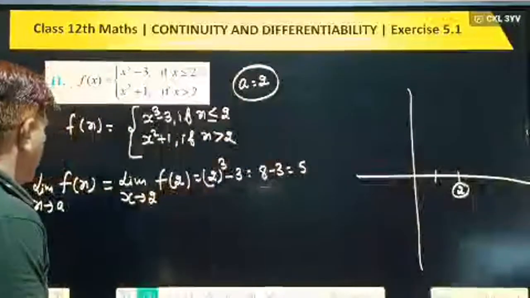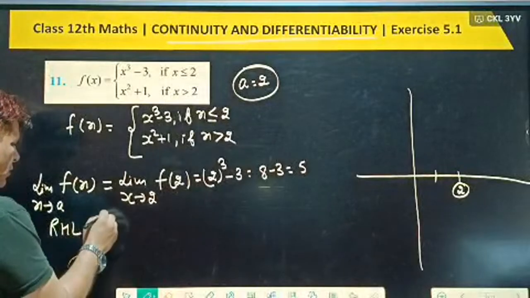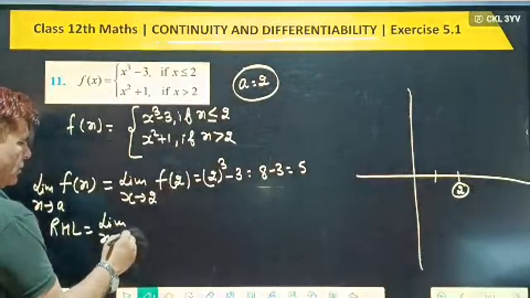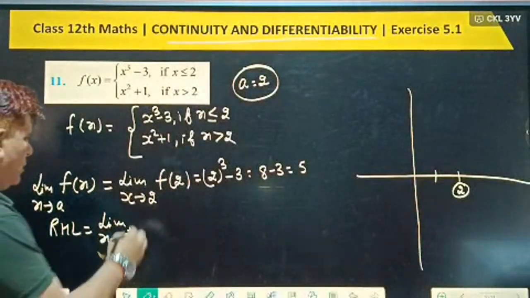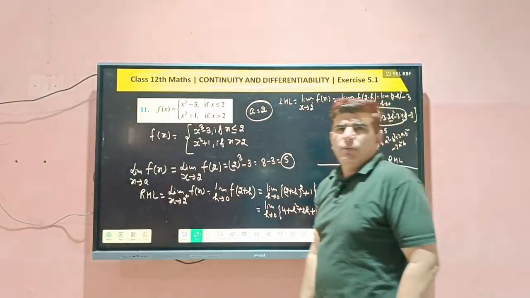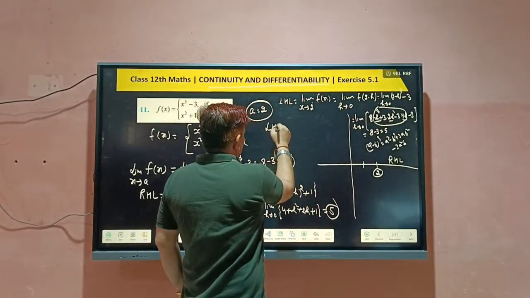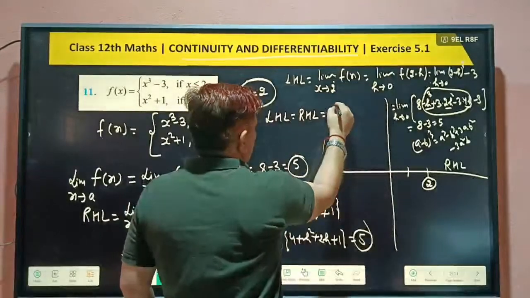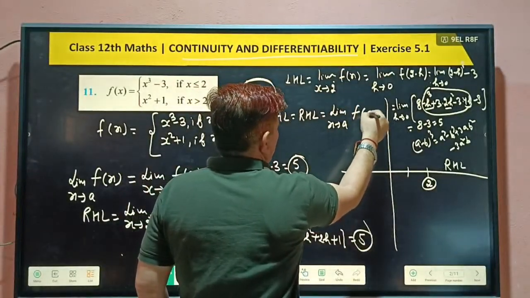So RHL is equal to limit x tends to 2 plus of the function, which is equal to 5, which is again equal to 5. Here, LHL is equal to RHL equal to limit x tends to a of f(x) equal to f(a).